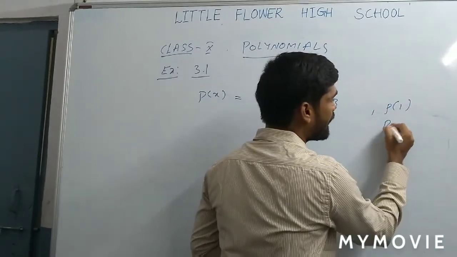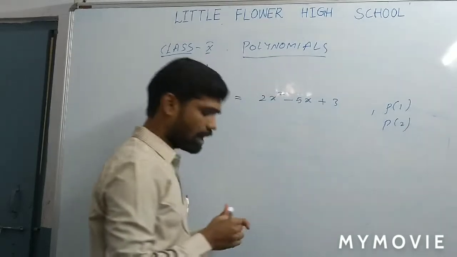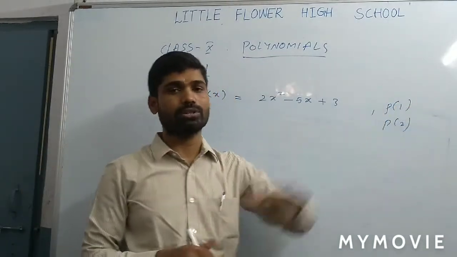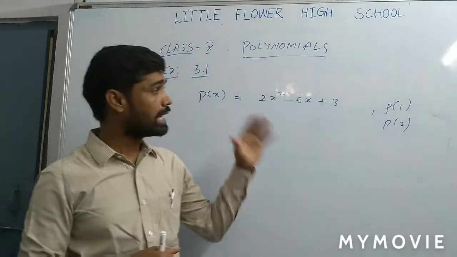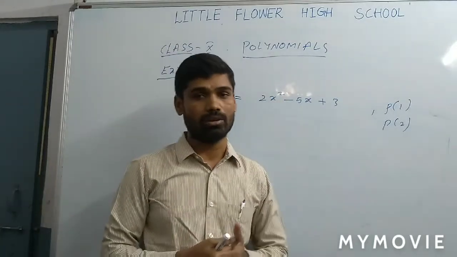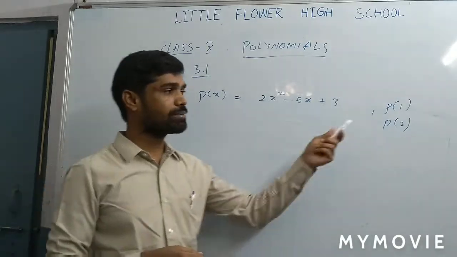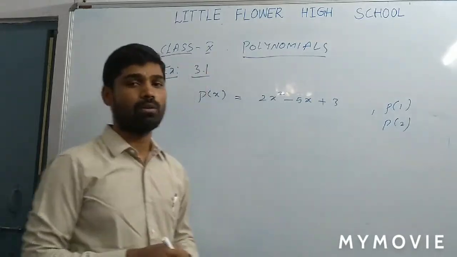And it will ask you to find the value of P of 1 and P of 2. So for P of 1 and P of 2, in the place of x we have to substitute the value 1 and then check what the value of this polynomial may be. So are you ready? I hope so. So let us substitute 1 in the place of x.